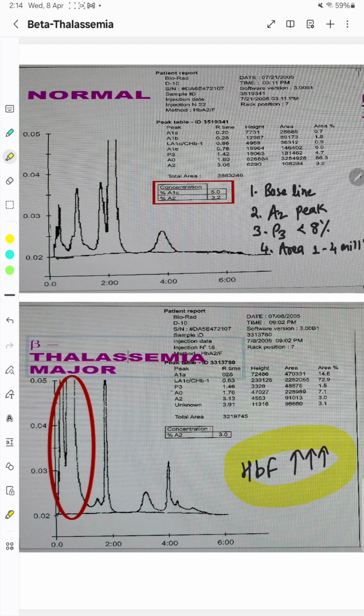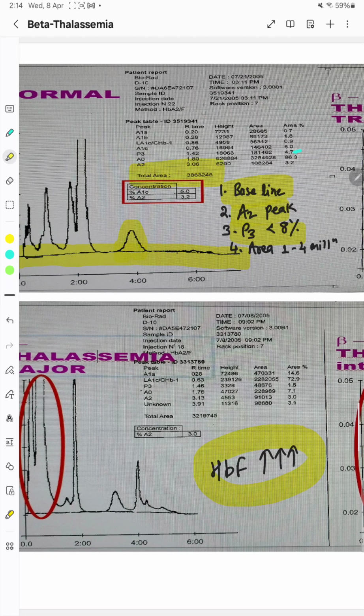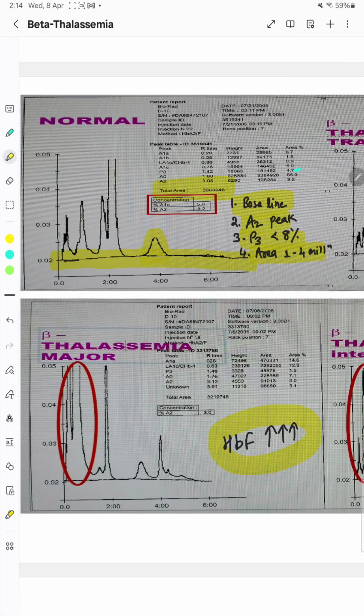We need four things to read an HPLC graph; these are the prerequisites. The baseline is supposed to be properly constructed. The second thing is the A2 peak. This is the A2 peak, and it should be present. The P3 value should be less than 8%. More than 8% P3 value indicates contamination of the sample. The total area is between 1 to 4 million. So this is the HPLC graph of a normal individual.